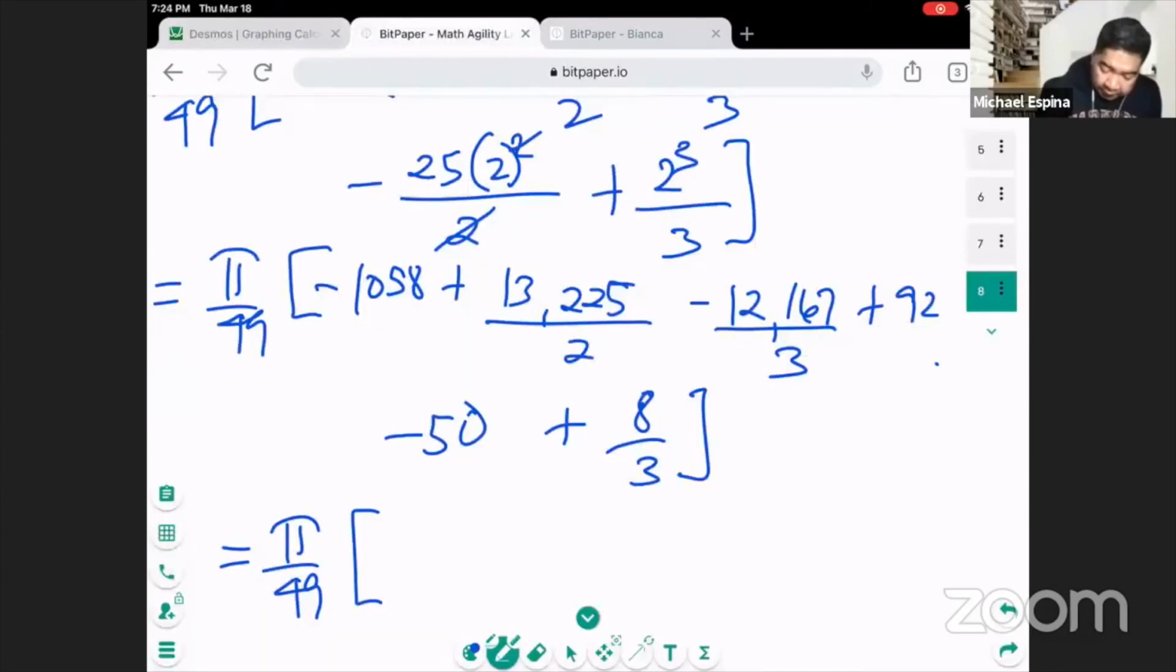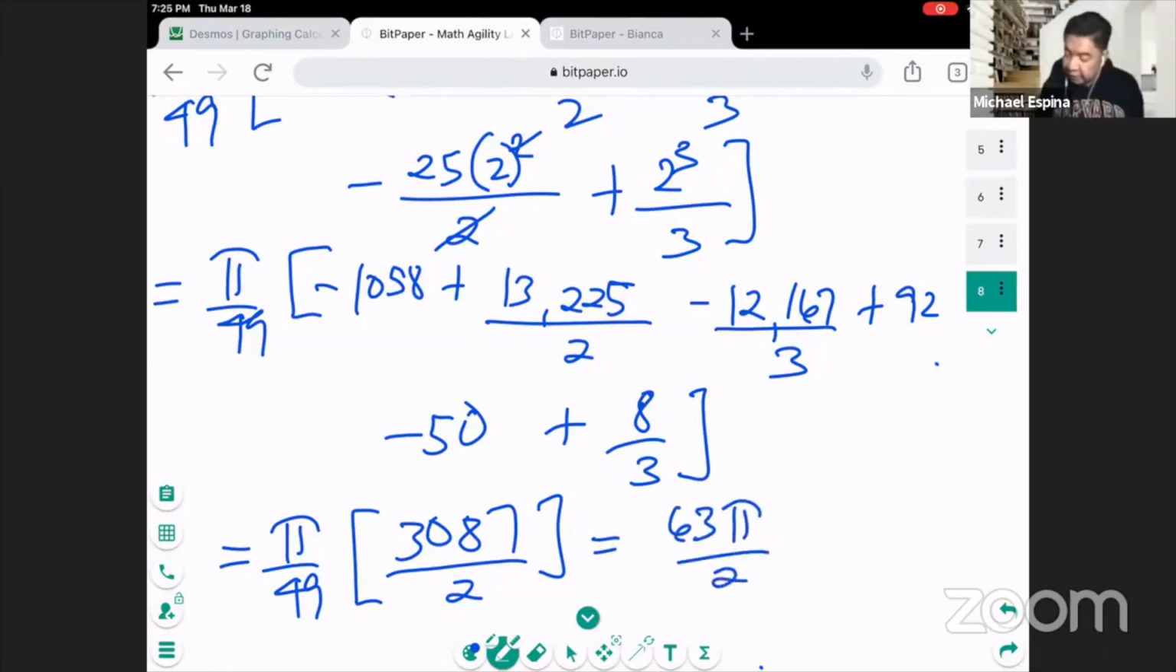So this is 3087 over 2. Let's see if this is divisible by 49. 3087 divided by 49 is 63. So this is actually 63 pi over 2, which is our answer. All right, good. So that's a long process.